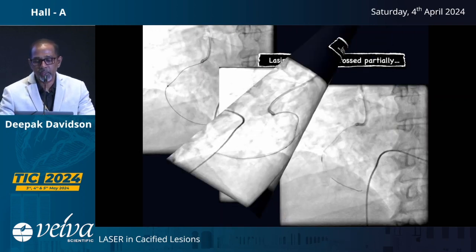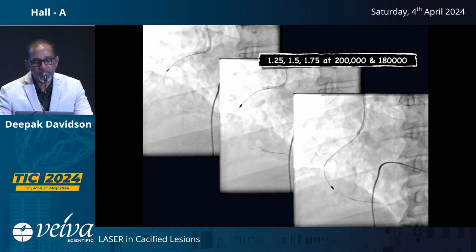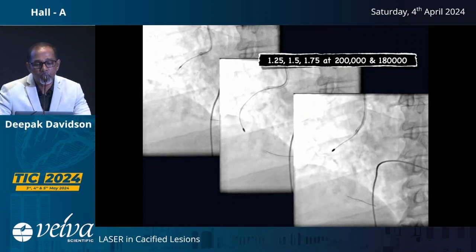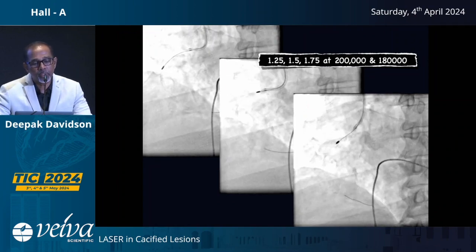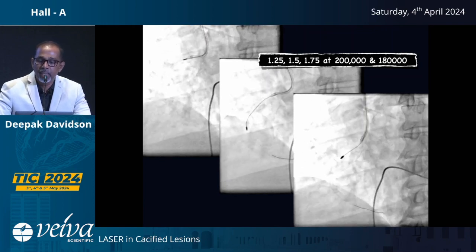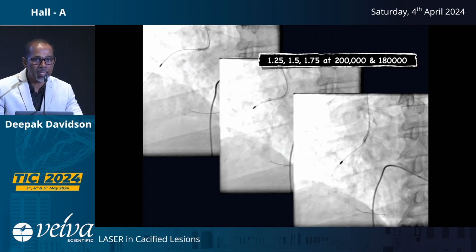Once the laser catheter is across the lesion, we were easily able to get the guide extension and the microcatheter across. Then we had a RotaWire there. Then started burring with around 0.25 burr, followed by 1.5 millimeter burr, and finally the third image shows the 1.75 millimeter burr, primarily because it was a nodular calcium over there.